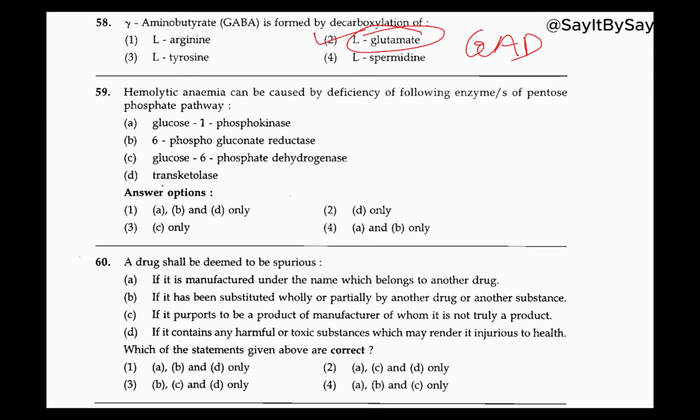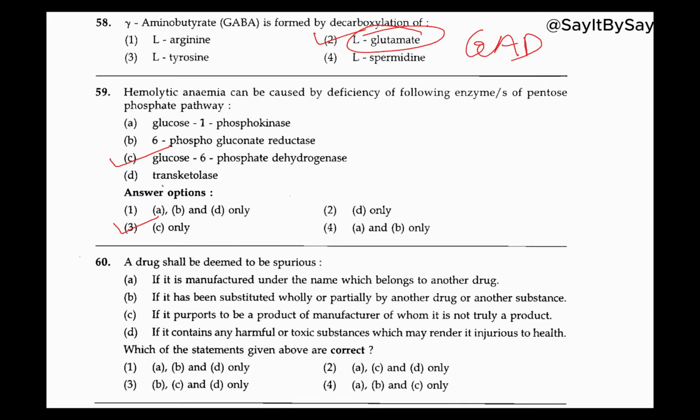Question number 59. Hemolytic anemia can be caused by deficiency of the following enzymes of pentose phosphate pathway. A. Glucose 1 phosphokinase. B. 6-phosphogluconate reductase. C. Glucose 6 phosphate dehydrogenase. And D. Transketolase. And the correct answer is 3, C only, that is glucose 6 phosphate dehydrogenase. This is the only enzyme. Hemolytic anemia can be caused by the deficiency of glucose 6 phosphate dehydrogenase.